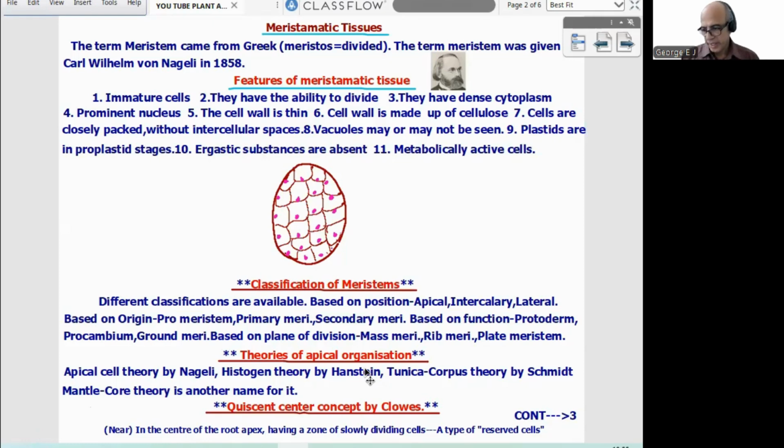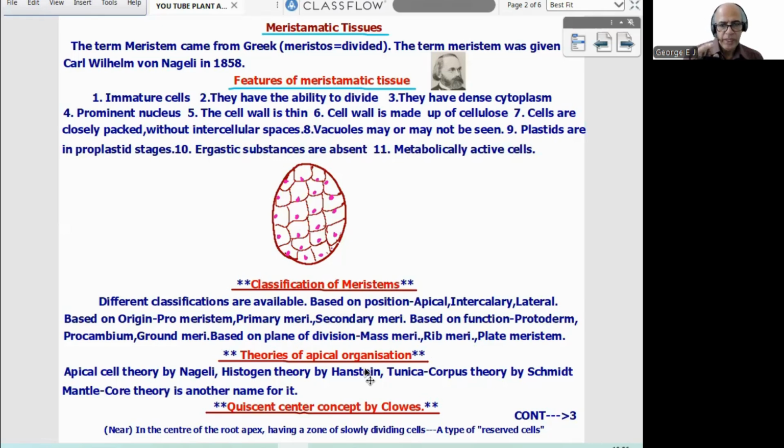Then next is again not directly given, but that can be a question because it is a very important area: quiescence and the concept by Claus. Quiescent means inactive. In plant growth and development we studied dormancy and quiescence, in the last chapter, which sometimes we may not reach. So, quiescence and the concept by Claus.